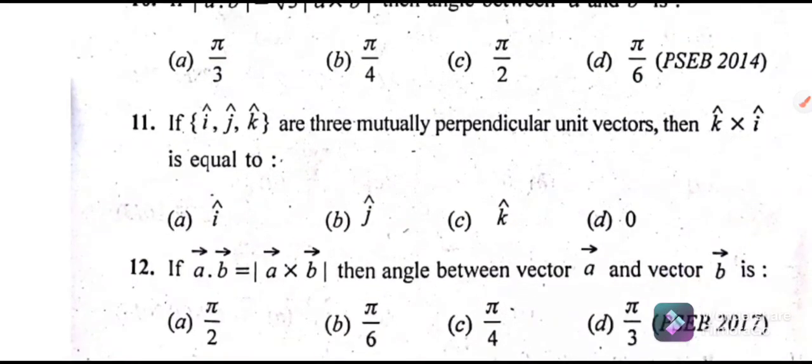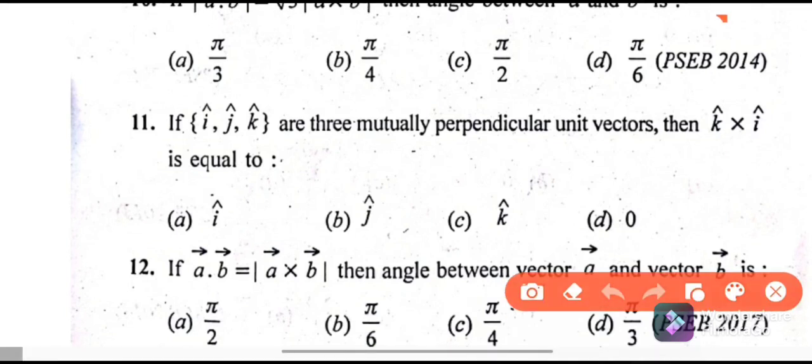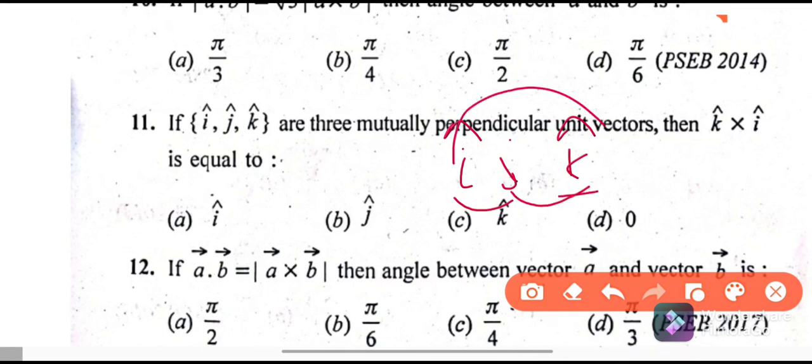Next question. If i, j and k are three mutually perpendicular unit vectors, then k vector cross i vector is equal to. i, j and k. i cross j is equal to k, j cross k is equal to i. Now k cross i is equal to j.